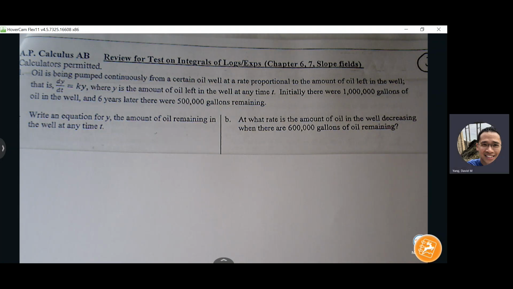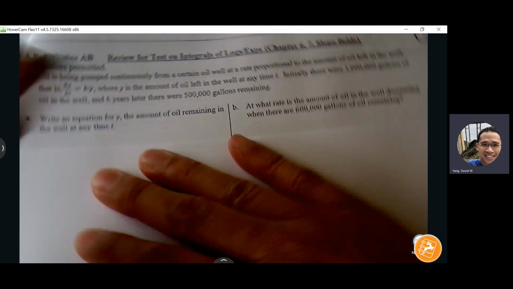Okay, so oil being pumped. Oil is being pumped continuously from a certain oil well at a rate proportional to the amount of oil left in the well. That is dy over dt equals ky. So that's basically y prime equals ky, where y is the amount of oil left in the well at any time t. Initially, there were 1 million gallons of oil in the well, and 6 years later, there were 500,000 remaining. Write an equation for the amount of oil remaining in the well at any time. Well, we know that this is going to follow that formula. Y prime equals ky will turn into y equals Ce to the kt. So we don't have to go through all those steps. So we'll just fill that in for part A.